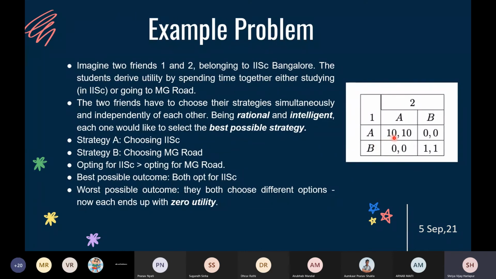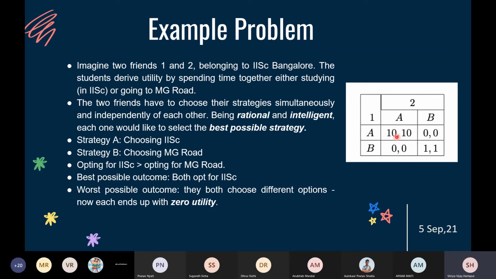Then we come to utilities. As you can see, it's an ordered pair. We read it as the utility for player one, because whoever is on the row gets the first number and whoever is in the columns gets the second number. So the utility for player one in this case would be 10. Utility for player two in this case would also be 10. Here the utilities are the same for both players in each case, but we'll come to a problem where they are different.